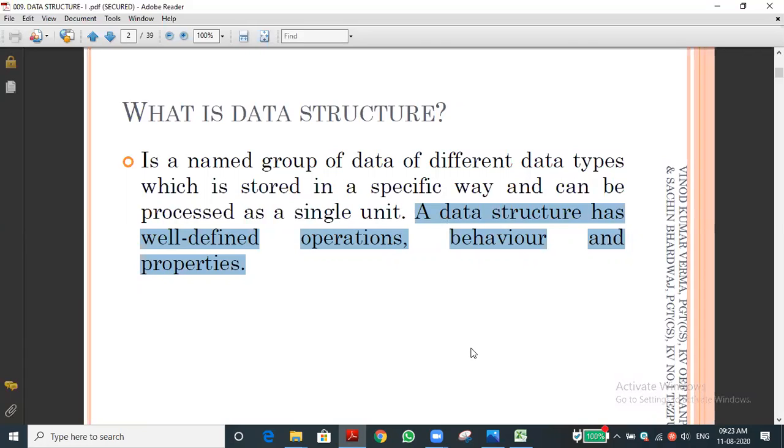About the data means relating to the data type only. Any data will fall under some data type. For example, if I give a number, it may fall under integer, float, or complex number. If I give a character, it may fall under string, list or dictionary. So any data type having well-defined operations, behavior and properties of the data is called a data structure.